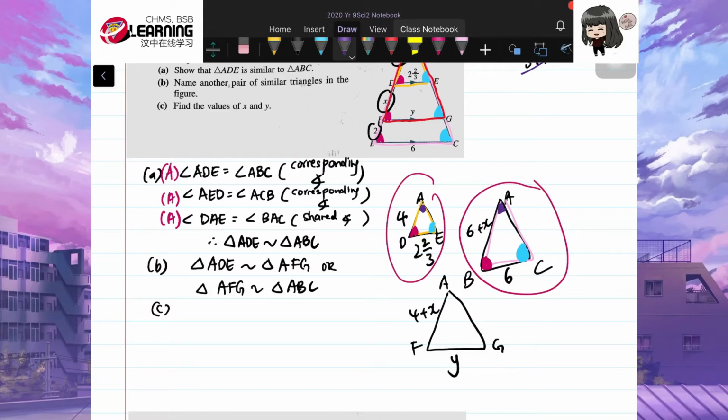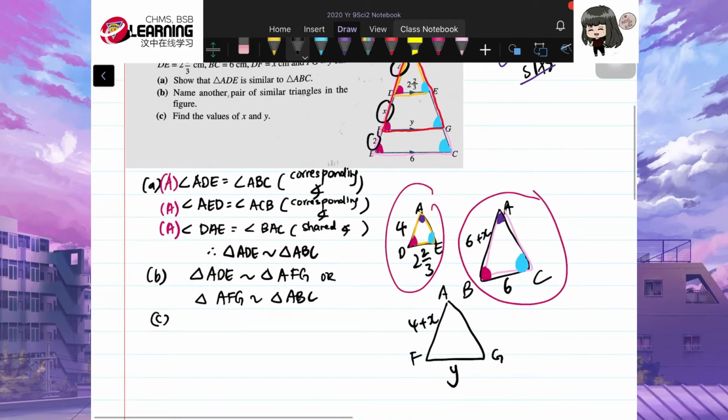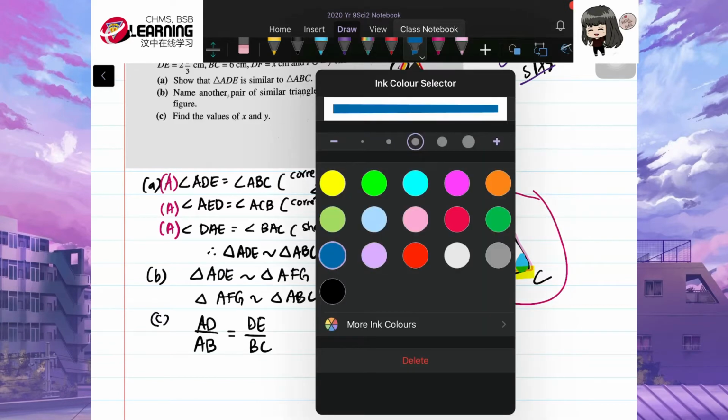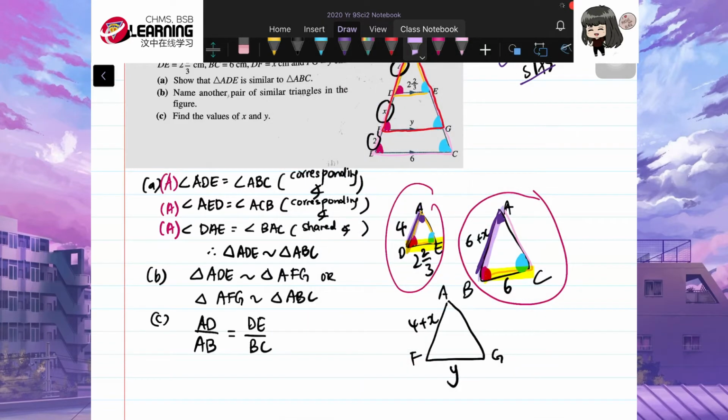Okay, so from here we can find AB first, or we can straight away find AD. AD we compare with AB, and it equals DE over BC. So we compare this one, and the other pair will be this and this, and this one and this one. AE and AC we cannot compare because we are not given any value there.